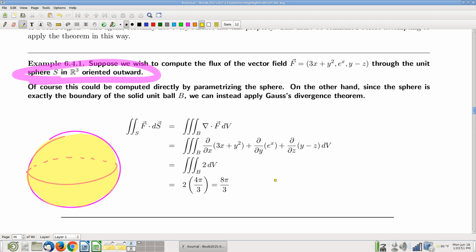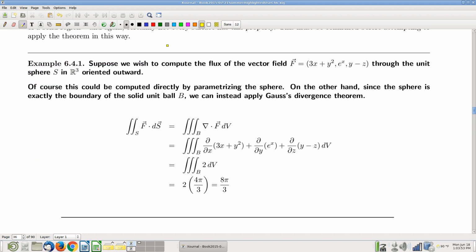We do have a boundary, and so I can write down Gauss's divergence theorem here. Flux over this boundary surface is the triple integral of the divergence. So, a straight application of the divergence theorem. Then I can take my vector field, right, here's my vector field, and compute the divergence of it, so that's x partial, y partial, z partial added up.